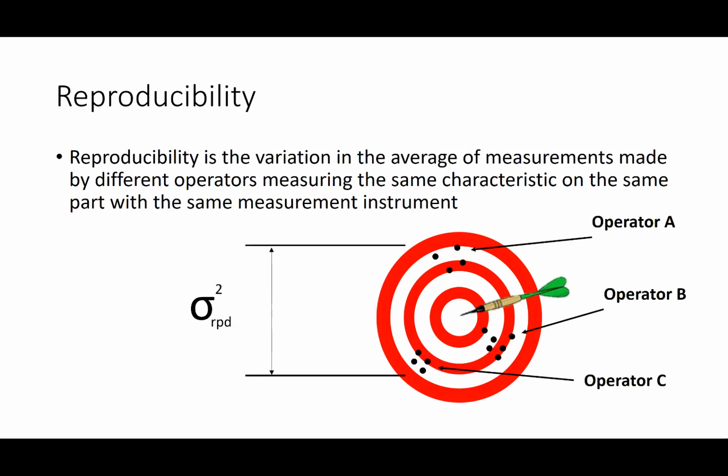Conversely, reproducibility is the variation on the average of measurements made by different operators, measuring the same characteristic on the same part, the same measurement instrument. How consistent is operator A to operator B to operator C, and that is reproducibility error.